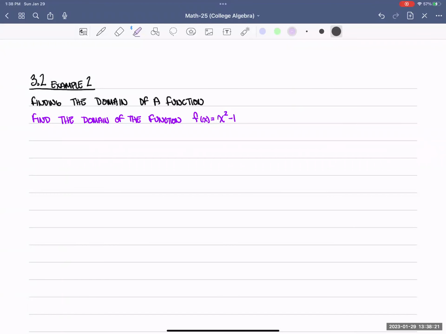Section 3.2, example 2, finding the domain of a function. Find the domain of the function f of x is equal to x squared minus 1.